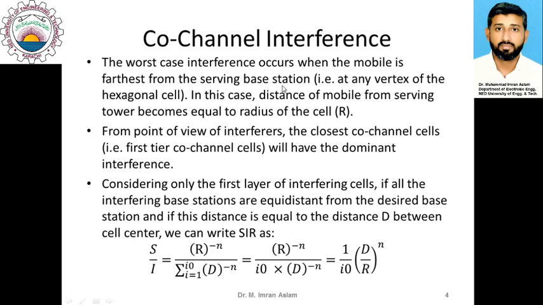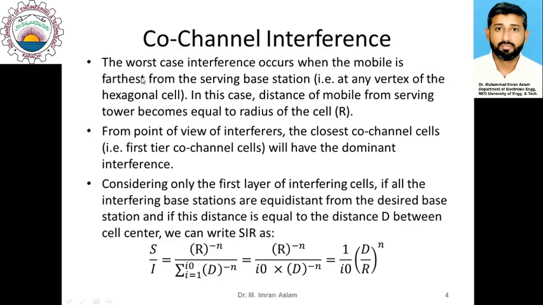Farthest away means the mobile equipment is at the edge of the cell. If it's a circular cell, of course all the distances are equal, but since we are using a hexagonal geometry, the farthest point from the base station will be treated as any of the vertices of that hexagon.